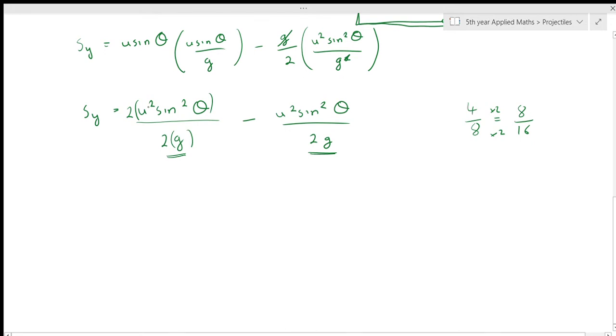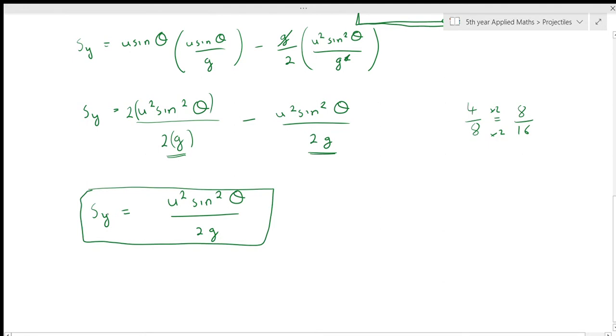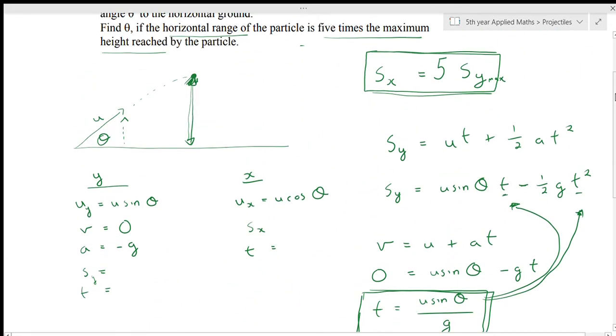So now we have 2u squared sine squared theta over 2g minus u squared sine squared theta over 2g, which gives us sy equals 1u squared sine squared theta over 2g. Now that's an expression for the maximum displacement in the y direction, or in other words, the top of its trajectory. If I go back up here, that's our expression for here, between here and here, sy. Now we know Sx is equal to 5 times Sy.